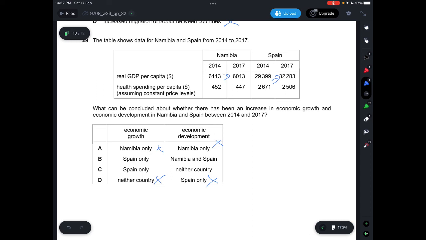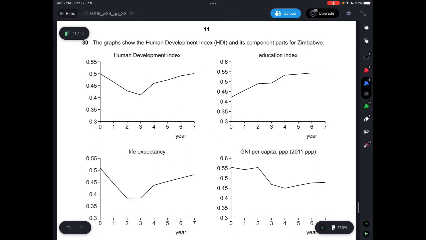And then for health spending per capita, you can see that for Namibia there is a slight decrease, and for Spain there's also a slight decrease, but now we are assuming constant price levels. So that means that if it's real GDP per capita, that means that it is GDP that is adjusted for inflation. So GDP adjusted for inflation, this means that the price levels have adjusted. But then you can see here for health spending, it says assuming constant price levels. So it may or may not have economic development. So answer is C.